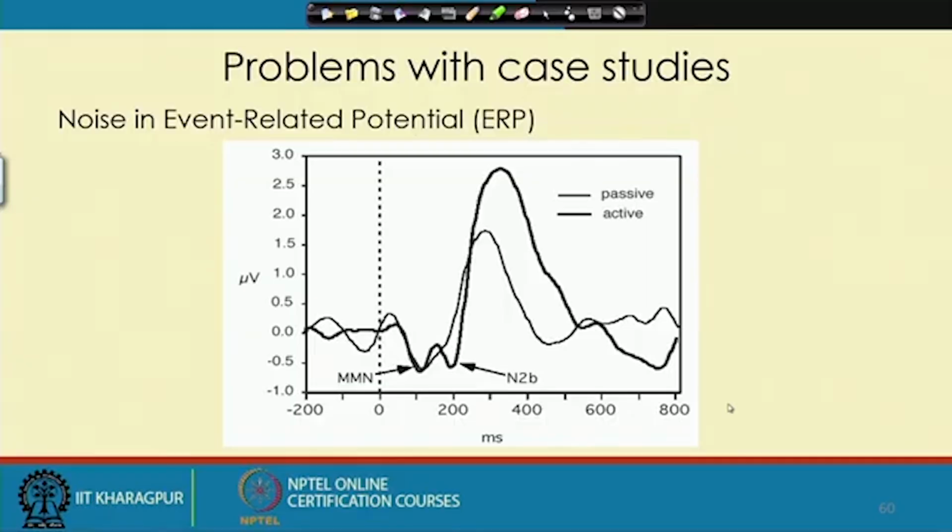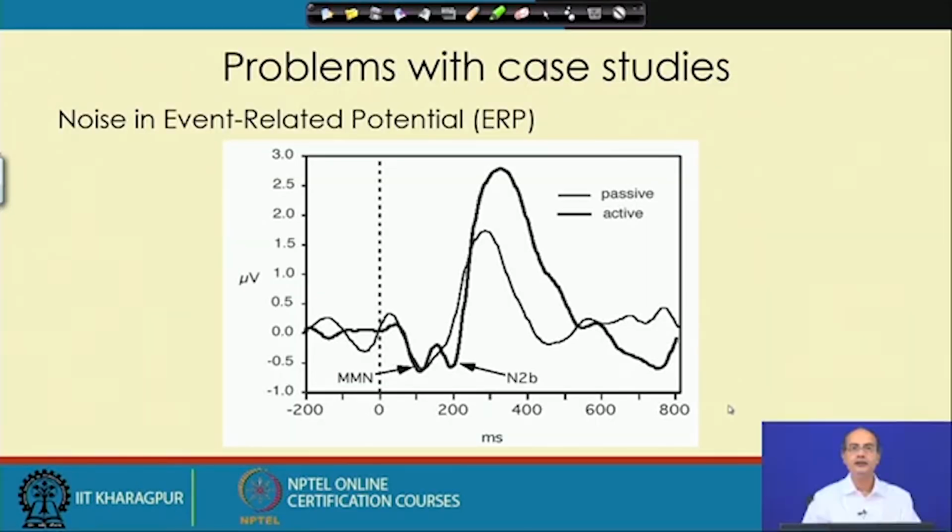Morning. So, first we will go through some case studies to understand the problem of noise, and then we will get into the techniques to remove them. So, first we will take the example of event related potential. Now, this event related potential, or in short ERP, we are getting two curves.